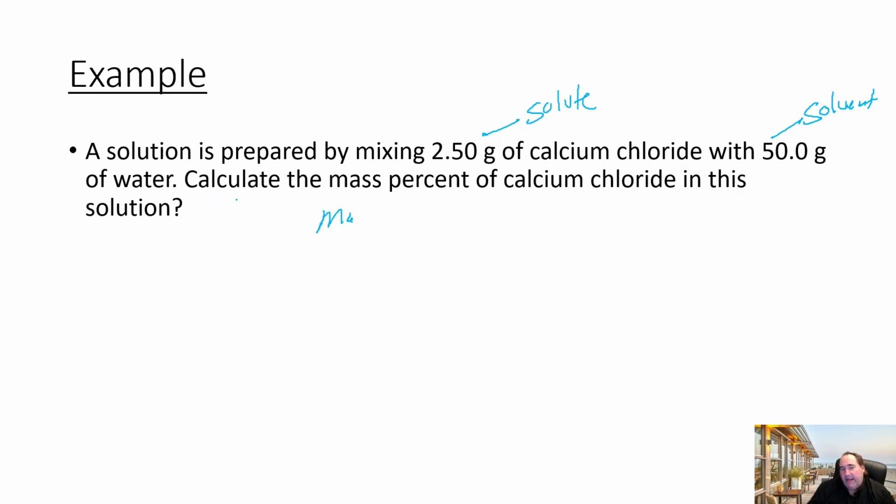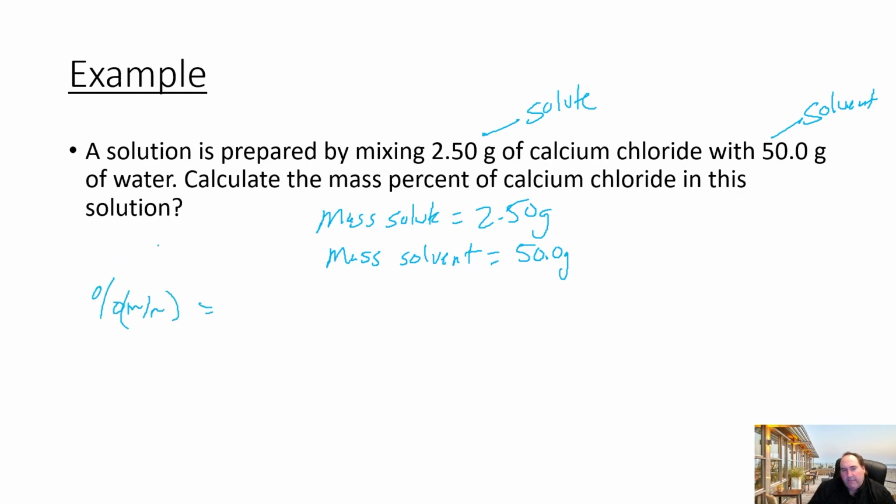So we have the mass of our solute, 2.5 grams. We have the mass of our solvent, 50 grams. And we're looking for the mass percent, which again is the mass of our solute divided by the mass of our solution times 100%. That's our solute. That's our solvent. Remember, 50 is not the solution. It's just the solvent.